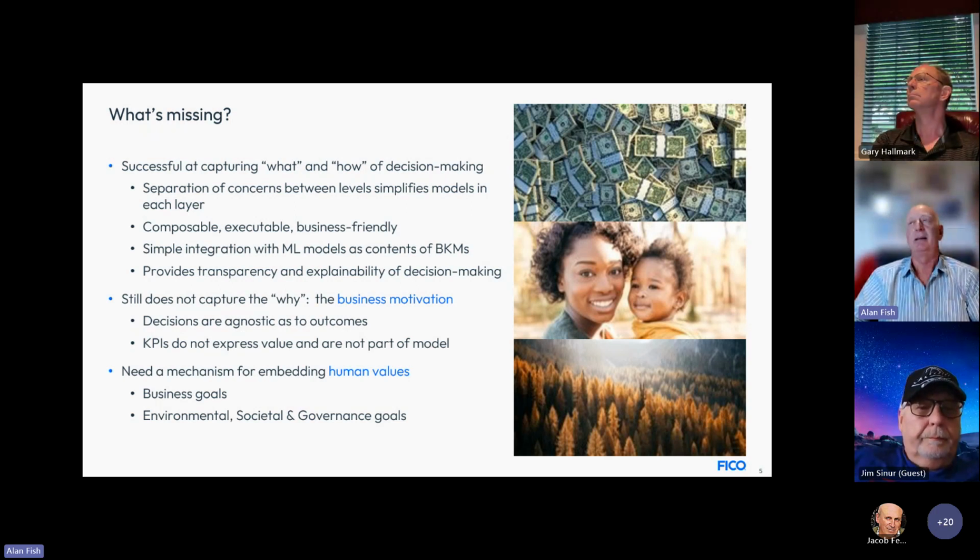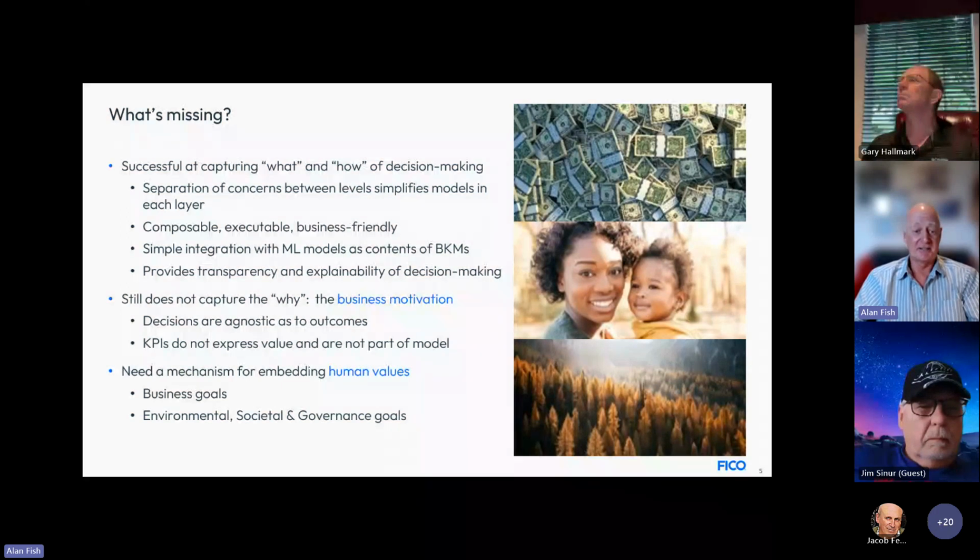So what's missing? In my mind, what's missing is that these models don't capture the why. They don't say what the business motivation is for this business behavior. Decisions are, in a sense, agnostic as to their outcomes. A decision has a result, but it has no idea whether that result is a good result or a bad result. In a lot of systems, we can set up KPIs and we can measure them, but the KPIs in themselves don't express value. It's just a number, and you don't know anything about the meaning of that number, at least not in the decision model.